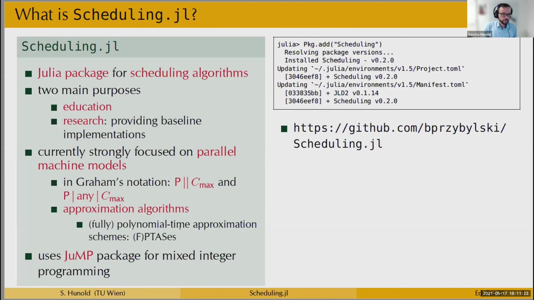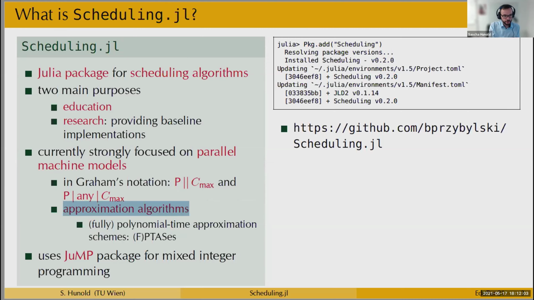It's really focused on parallel machine models and parallel machine scheduling. In Graham's notation, we have something like P||Cmax and P|nc|Cmax. So we have regular identical parallel machines, like your multi-core machine, and you would like to minimize your makespan, your schedule length. What's interesting is that we implemented a few approximation algorithms for these particular problems to understand concepts. This is the important thing. We actually implemented several polynomial time approximation schemes, so we have FPTASes and PTASes for these problems.